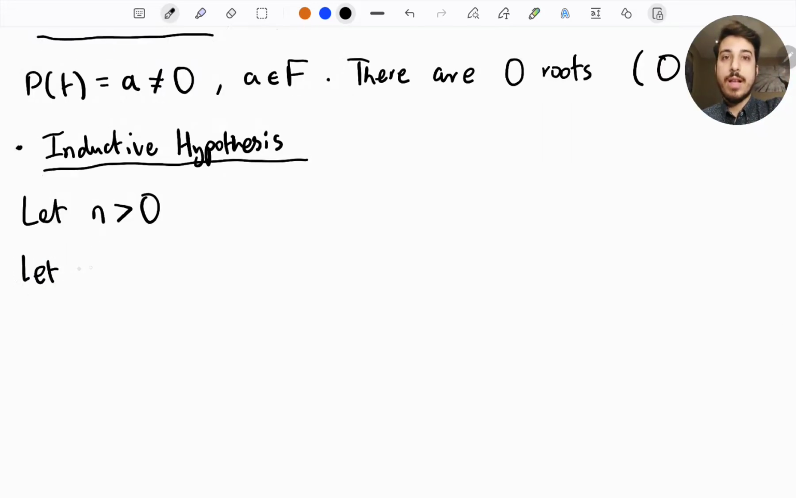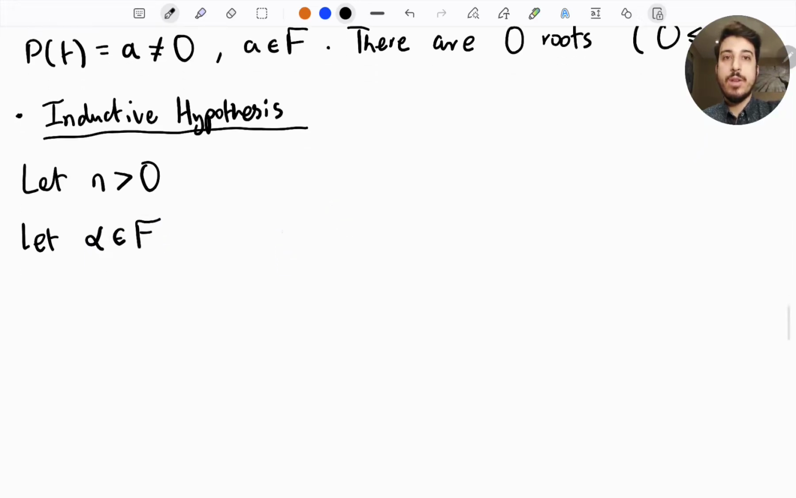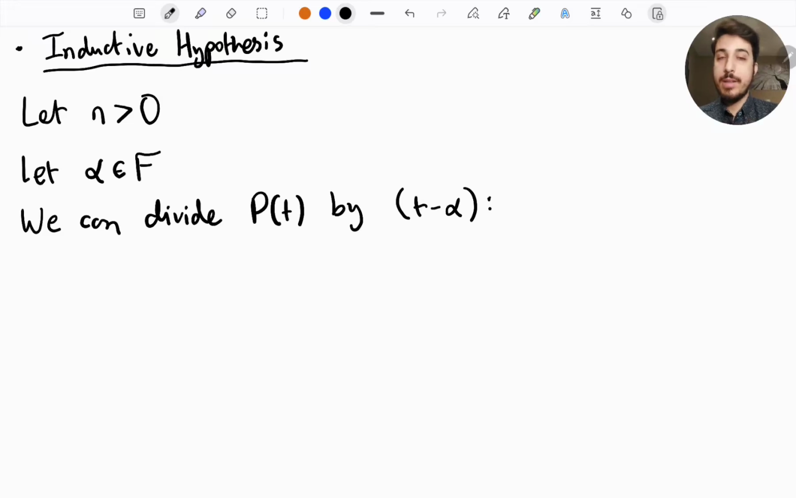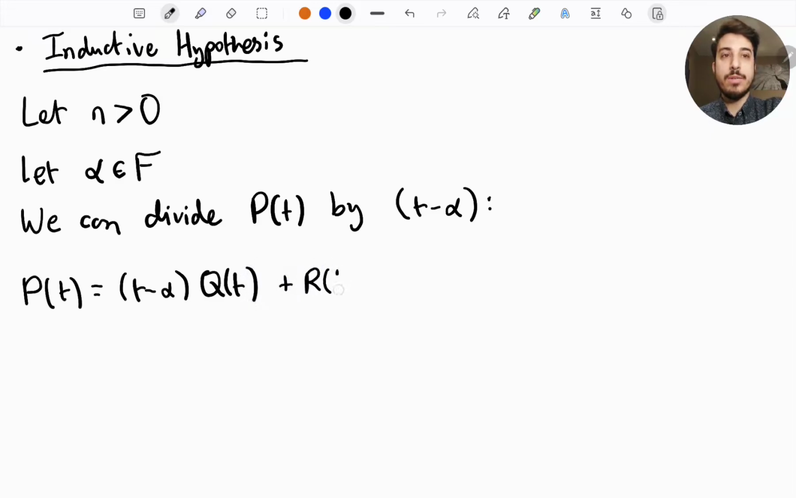Let alpha be an element in the field F. We can divide the polynomial P(t) by t minus alpha using long division to get a quotient and a remainder. So dividing by t minus alpha gives us a quotient Q(t) and a remainder which we call R(t).